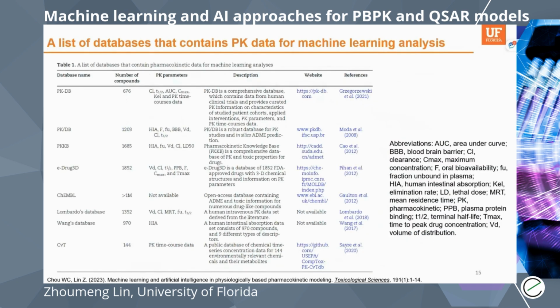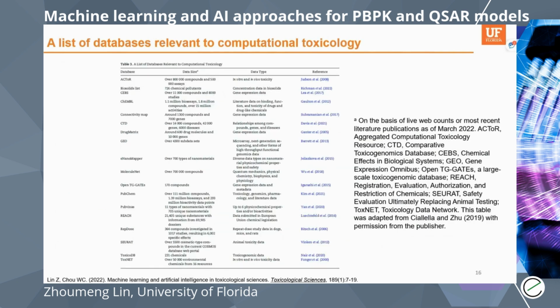One prerequisite to build a machine learning model is to have a good quality data set. So in our review, we also identified a list of databases that contain PK data suitable for machine learning analysis. This table only lists some representative databases focused on PK. And this table lists representative databases that contain different types of toxicity data that can help future machine learning model development.